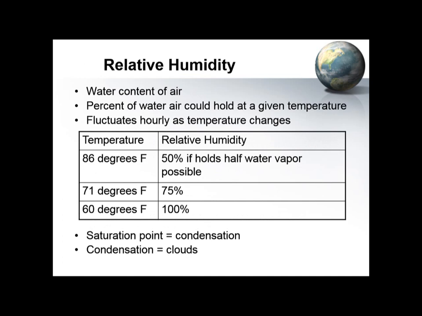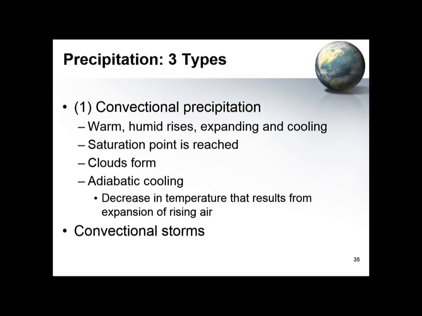So relative humidity, water content of air, is the percent of water air could hold at a given temperature, and fluctuates as temperature changes. Precipitation, and there are three types of precipitation: convectional precipitation, warm humid air rises, expanding and cooling. Saturation point is reached, clouds form, adiabatic cooling: decrease in temperature that results from expansion of rising air. And convectional storms.